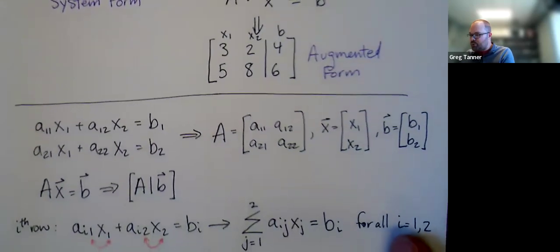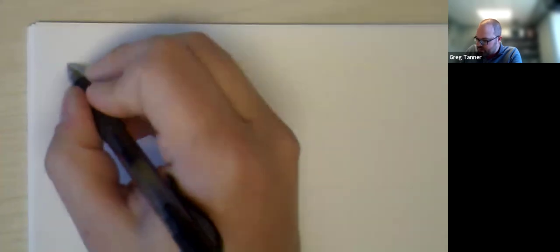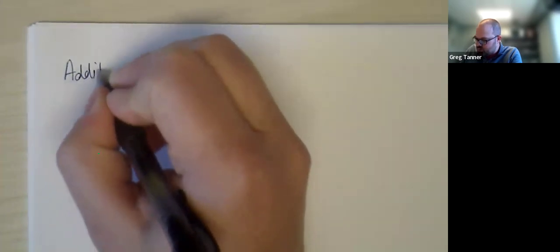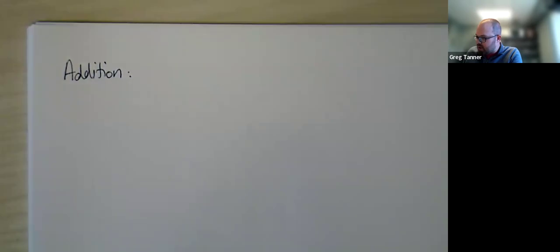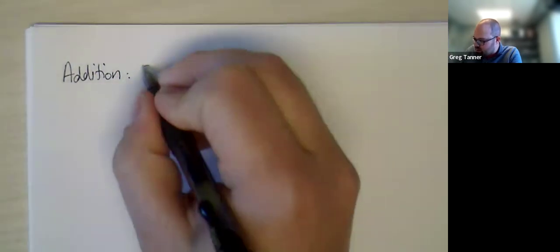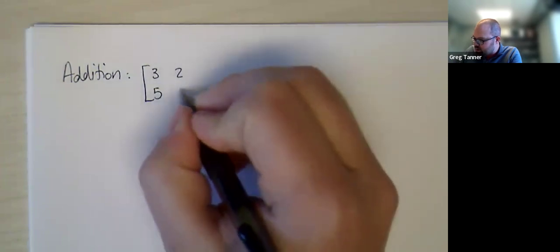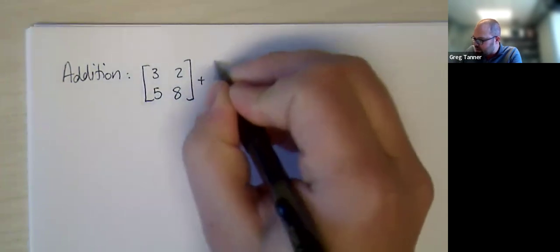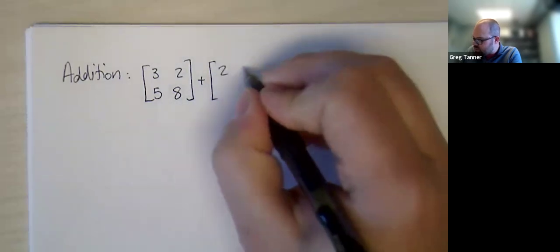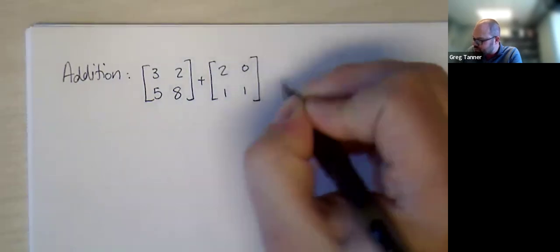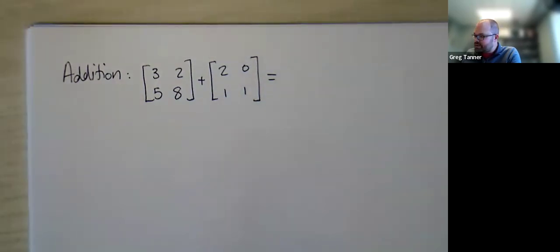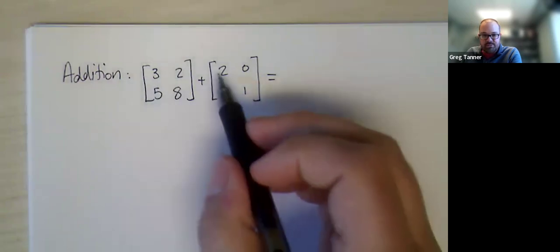Let's talk a little bit about operations and some operations that we can do on matrices. The first operation that you might want to do, you've got 2 things, you might want to be able to add them together. So let's take our matrix of 3, 2, 5, 8, and let's add it to our other matrix of 2, 0, 1, 1. And addition works exactly the way you'd like it to, where you just add corresponding entries.